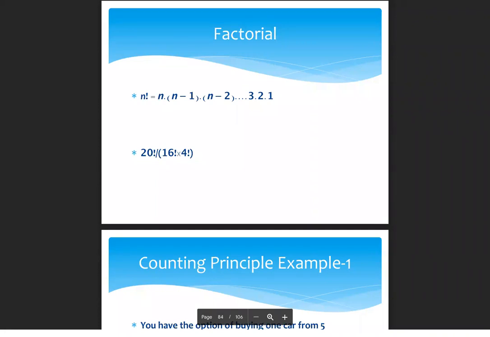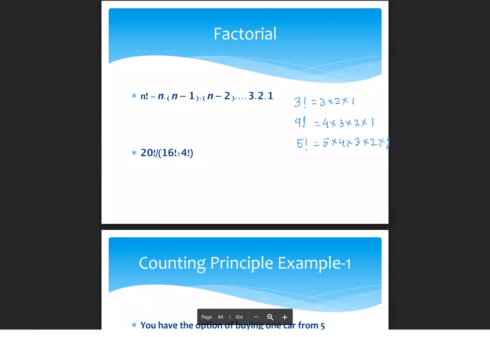So let's continue with where we left off last time, which was factorial. Here are some examples of factorials. Let's say 3 factorial, which is going to be 3 times 2 times 1. 4 factorial is going to be 4 times 3 times 2 times 1. And 5 factorial is 5 times 4 times 3 times 2 times 1.